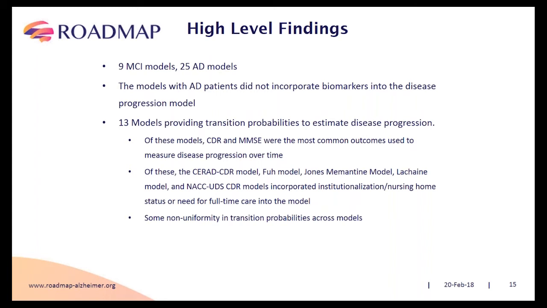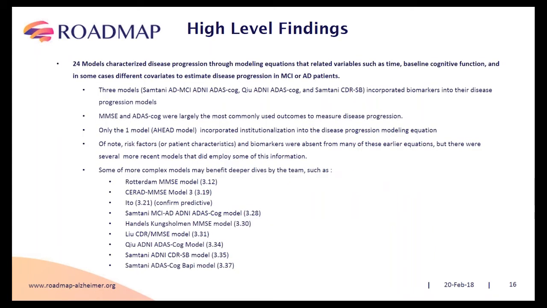And there are some differences in transition probabilities observed across the models as well. So 24 models characterized disease progression through modeling equations that related variables such as time, baseline cognitive function, and in some cases, different covariates to estimate disease progression in either MCI or AD patients. Three of these models, the Samtani, the Q, and the second Samtani model, incorporated biomarkers into their disease progression model.